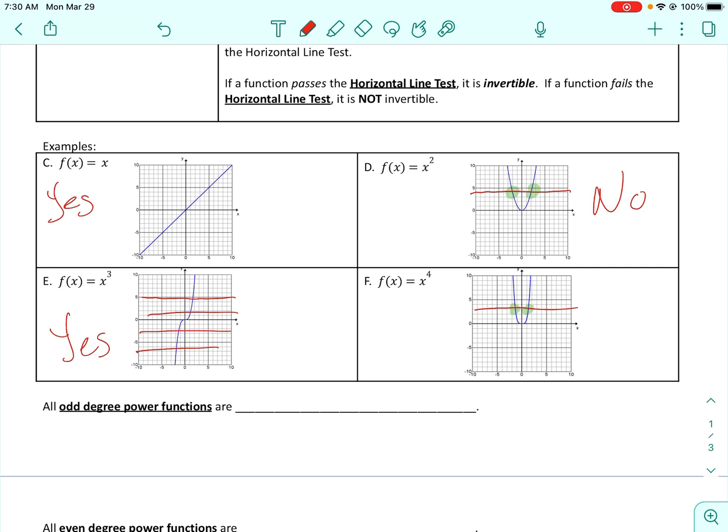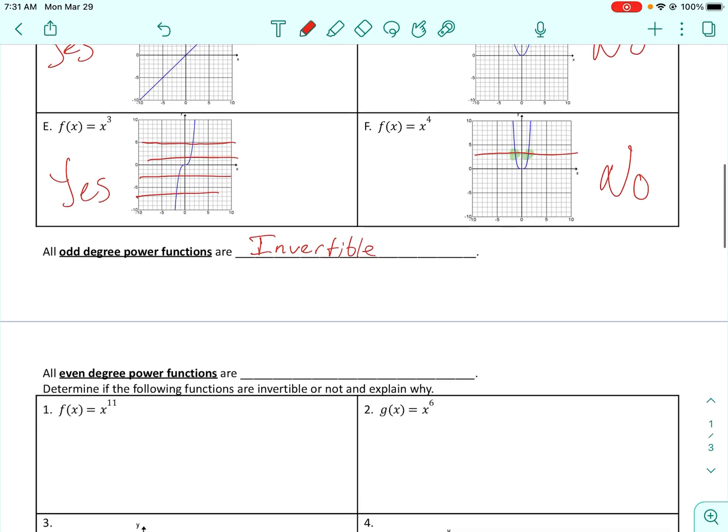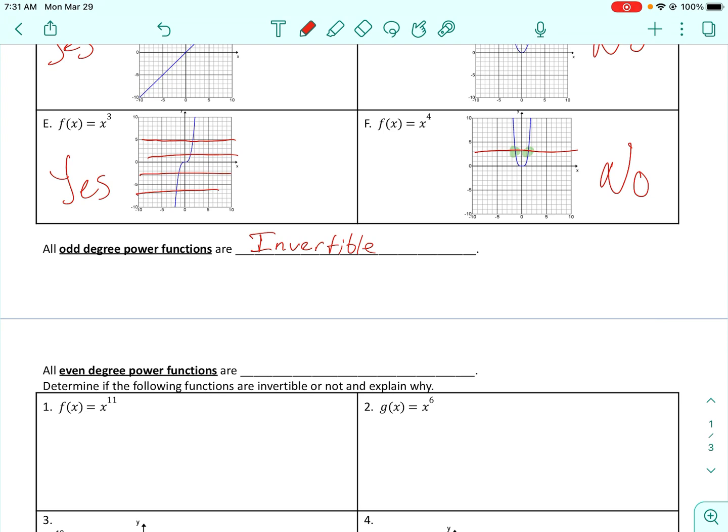So, no. A good rule of thumb: all odd degree power functions are invertible. I-N-V-E-R-T-I-B-L-E. I'm a math teacher, not an English teacher. I'm sorry if I spell things wrong. All right. And then all even power functions are not invertible.